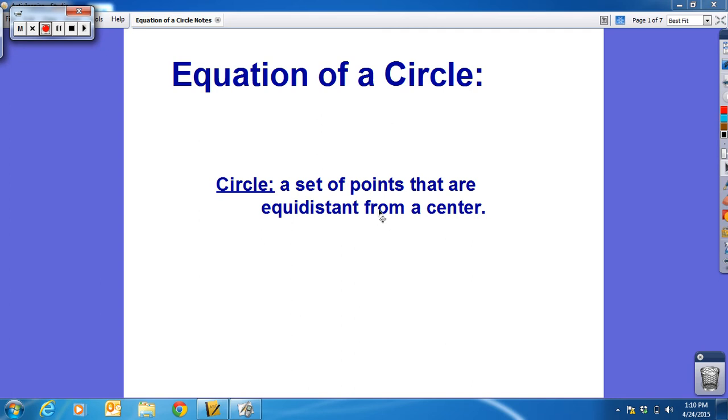Okay, so in this section we're going to learn how to write the equation of a circle, how to draw a circle given its center and its radius, or given its center and a point on the circle. So first of all, a circle is a set of points that are equidistant from a center.